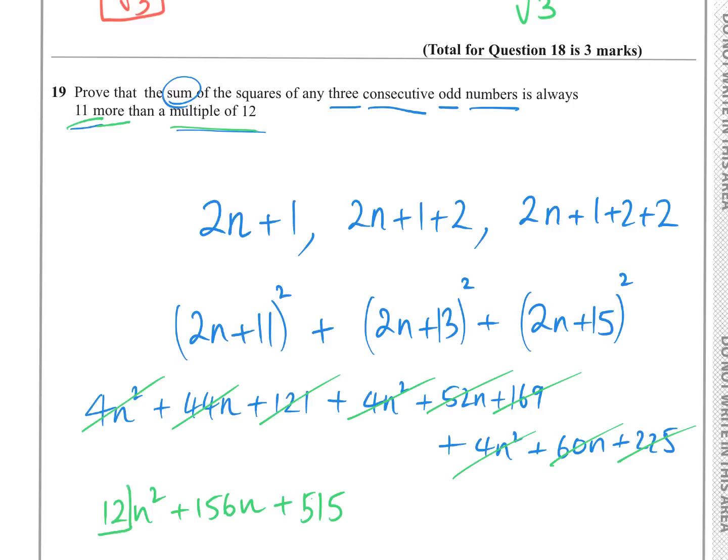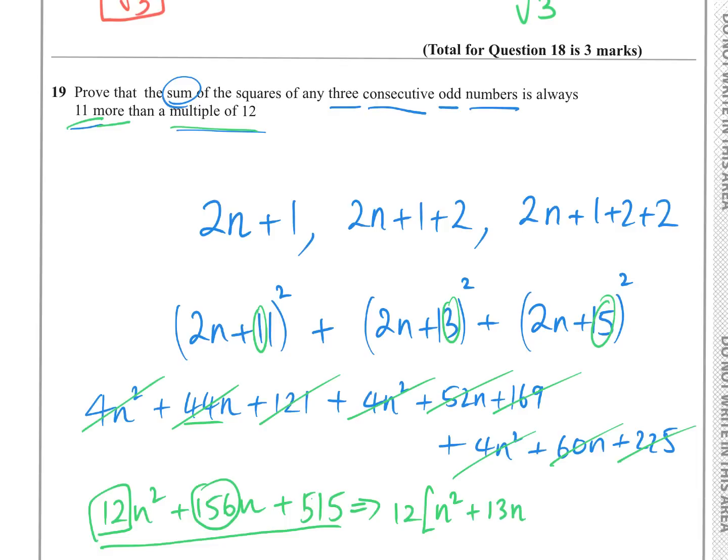Well, I know 12s go into 12 once. I also know that 12 13s are 156, and if you don't, that's okay, because you could have used 1, 3 and 5 here, and these numbers would have been a lot easier, but I'm just trying to show you that it doesn't matter. So I can look at this expression here, and I can write it as 12 lots of n squared plus 13n.